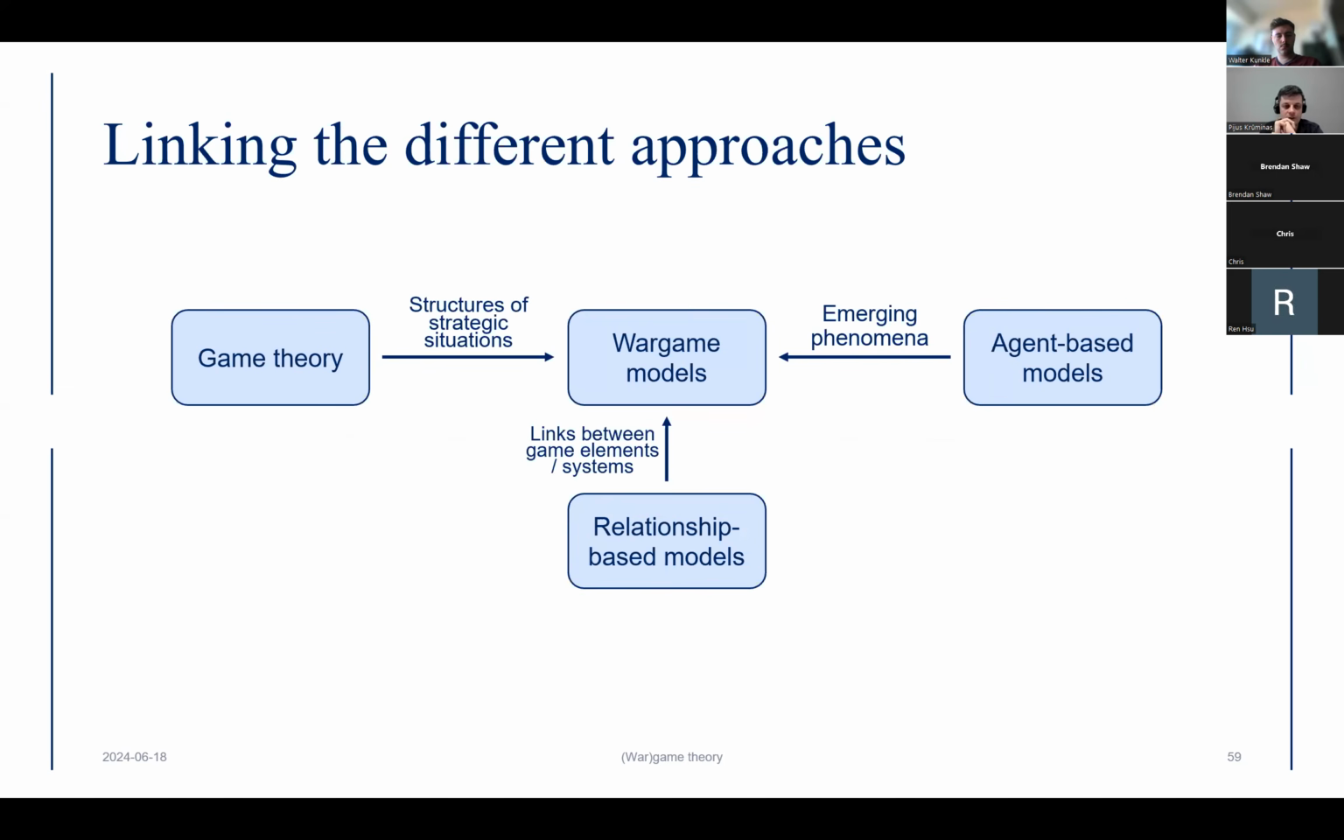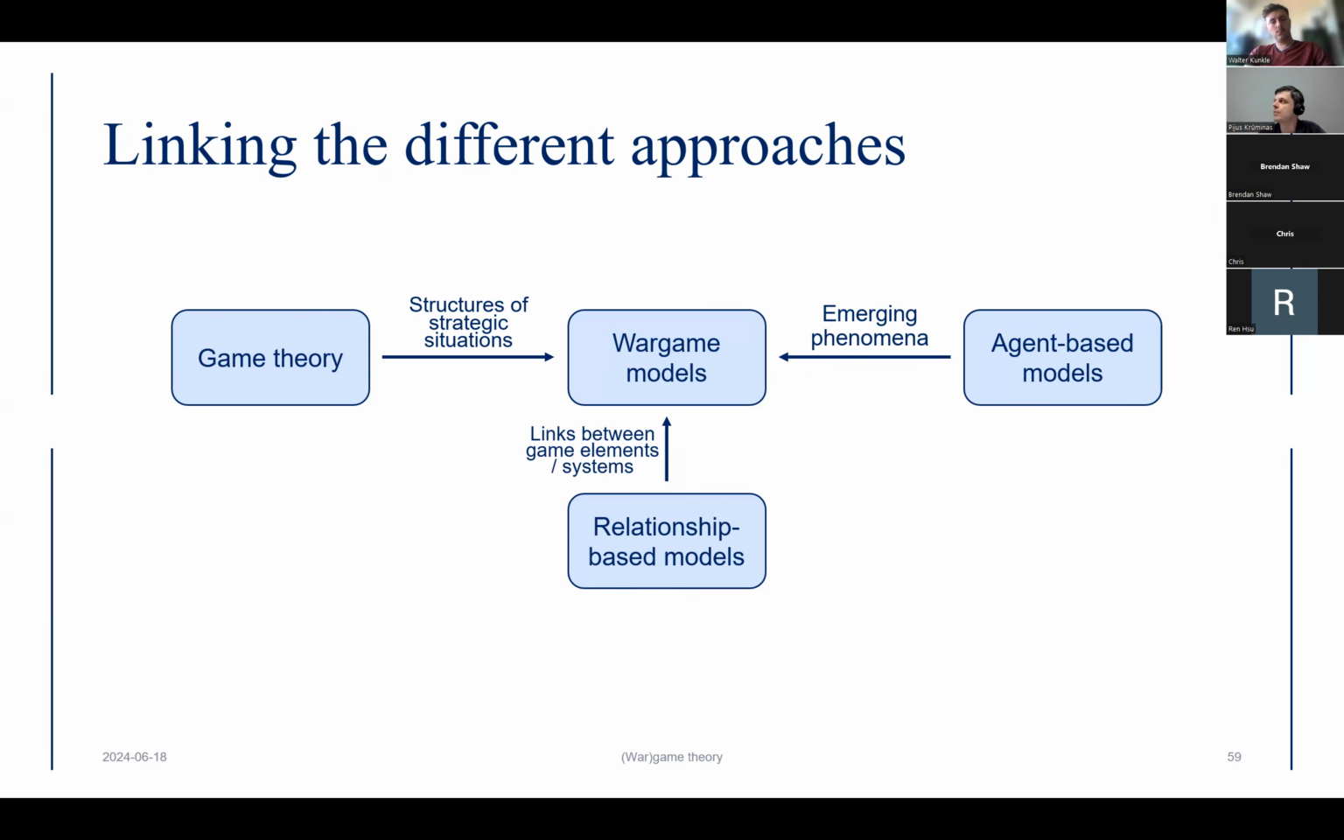So basically, what I think wargaming, as a way to model social reality, can take from other approaches is as follows. From game theory, what it can take is definitely the structures of strategic situations. If you look at many of the games, you can have either ingrained or emerging prisoner's dilemmas or other types of situations that are very standard in game theory. So it can help provide a structure. We sometimes do this exercise with students.